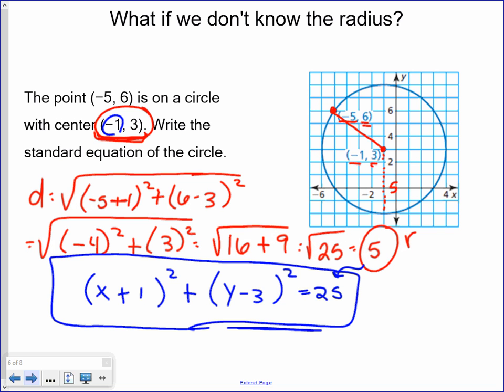Questions on writing an equation? Okay, I got one little thing left to cover.